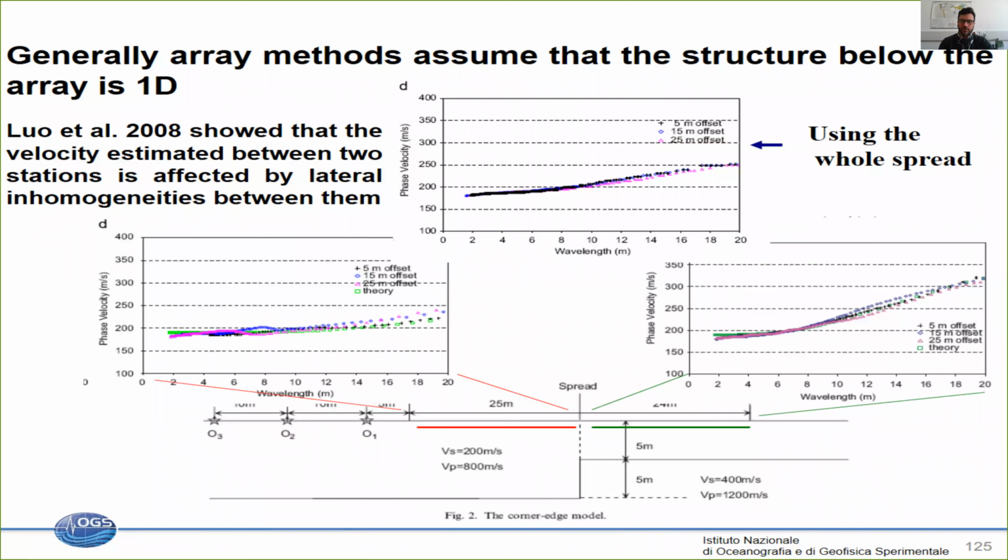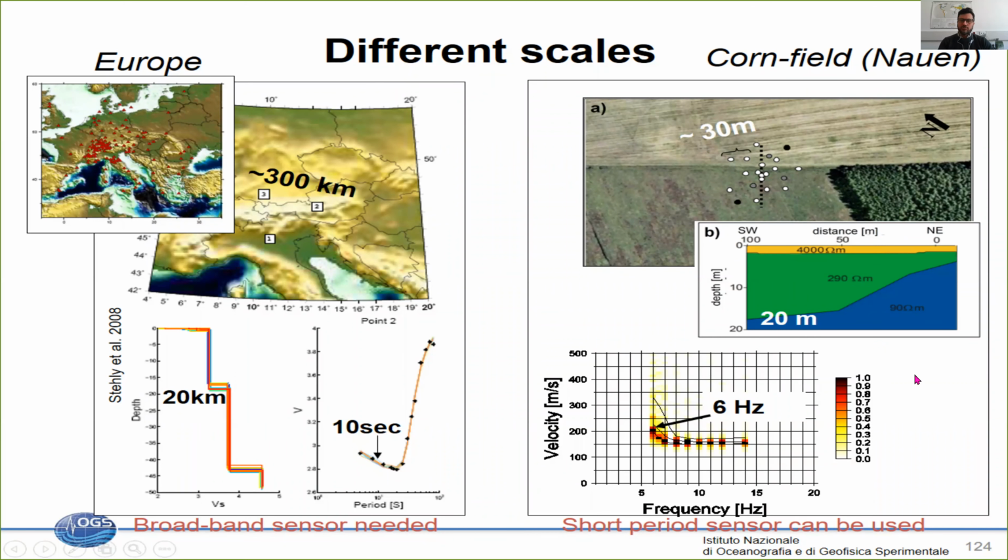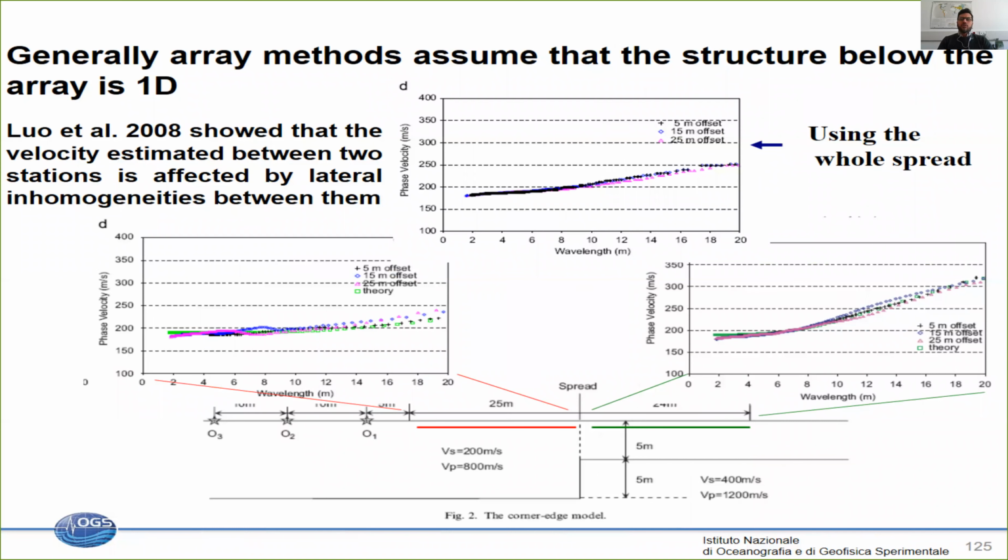So we deployed the instruments, and we also looked, and that's important, for a site where we knew that there was a discontinuity. So where we knew that the standard 1D method that we have seen last time might have problems in retrieving a single velocity profile, because the velocity is changing laterally. So I was violating one of the main assumptions that we were making. Generally, the 1D method assumes that below the array, the structure is 1D.